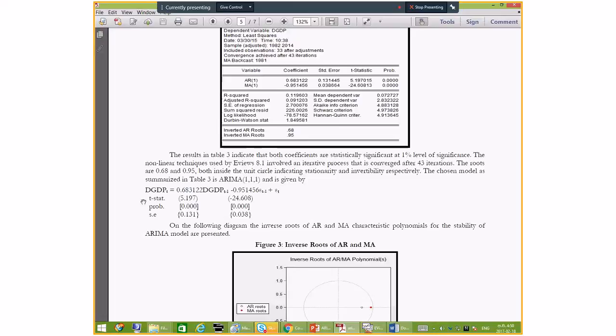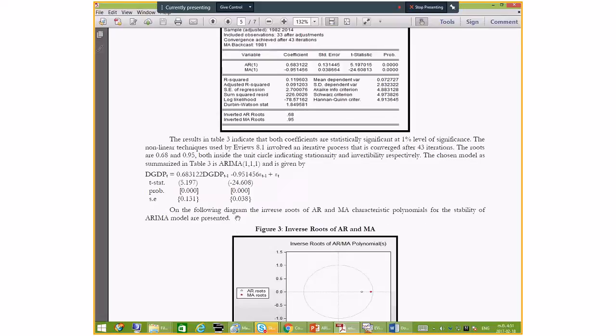Then we write that the first difference DGDP equals 0.6831 DGDP(-1) minus 0.9514 e(t-1) plus e(t), where MA is the error term.